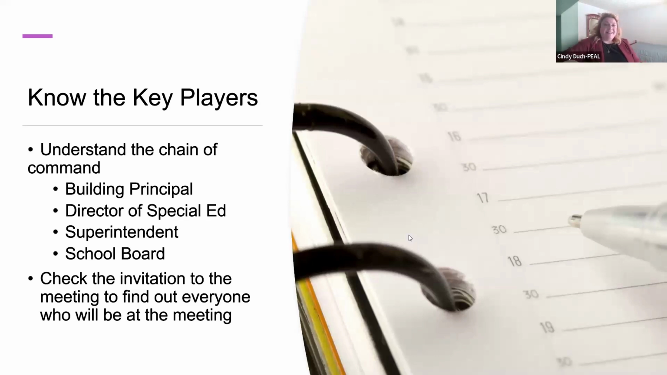Know the key players, and this is going to be really effective in communication. Understand the chain of command. While you might start with the building principal, if you don't get the answer you're looking for there, maybe you need to go to the director of special ed. What I find is a lot of times, not every time, the director of special education has no idea what's going on at the building level. Sometimes principals aren't as familiar with special ed as we maybe assume. So bringing in the director of special education is going to ensure that there's compliance in decisions being made. If you need to go higher, go on to the superintendent.